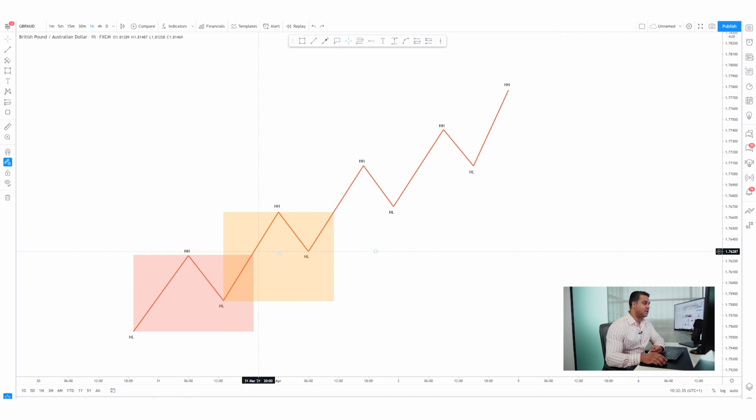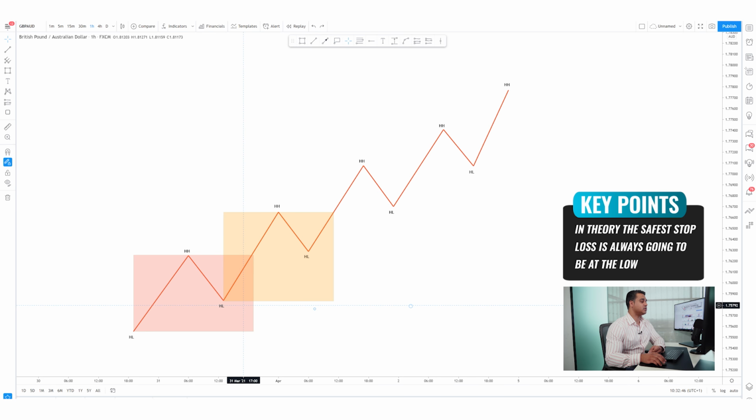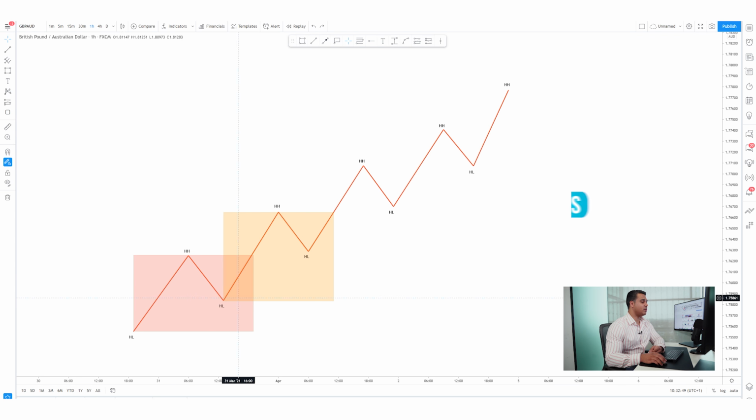Well, using the box technique, in theory, taking the previous higher low and the higher high, in theory, the safest stop loss is always going to be at the low. Remember the example we mentioned in the beginning? The higher low is the area where if price violates it, it in theory invalidates the trend. So in this instance, the box technique means that our safest stop loss would be here. Does it mean you can't put your stop loss here or here? Yes, you can, but there's a higher chance that you may be stopped out if the market decides to pull back. We continue this process, and as you can see here, this is how it works.